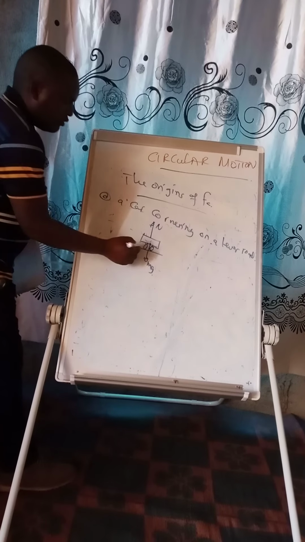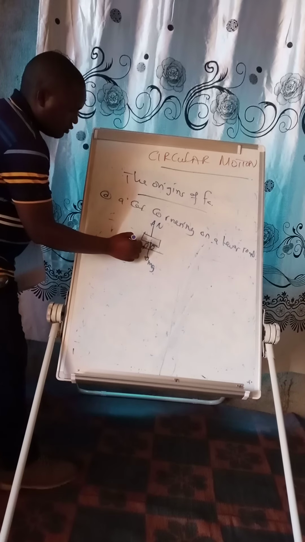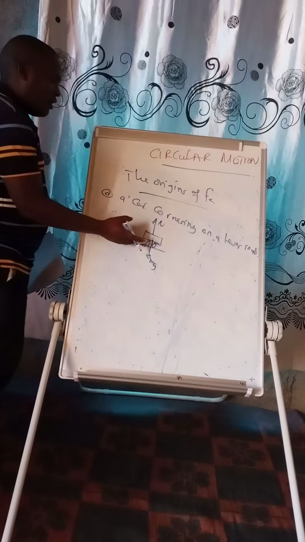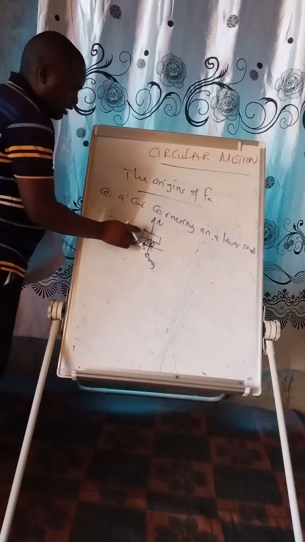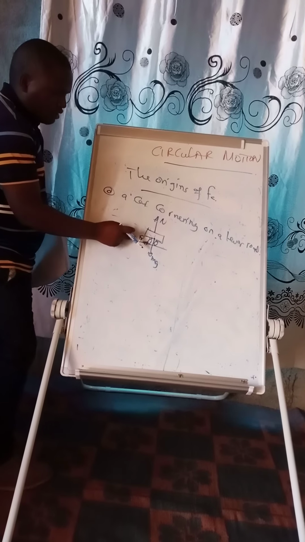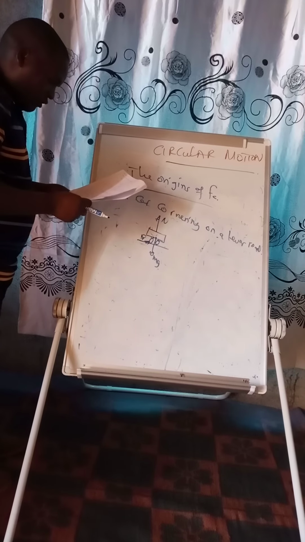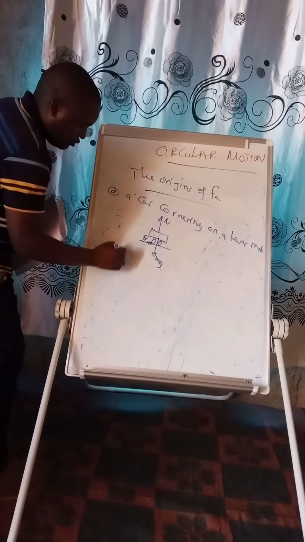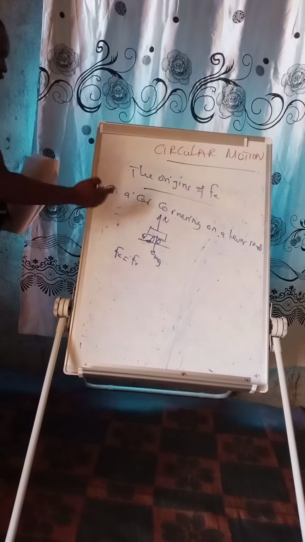And also we have the frictional force, Fr, frictional force. So now our centripetal force is caused by frictional force. Our centripetal force is caused by frictional force. So the frictional force will be equal to centripetal force, because centripetal force is caused by frictional force in this case.